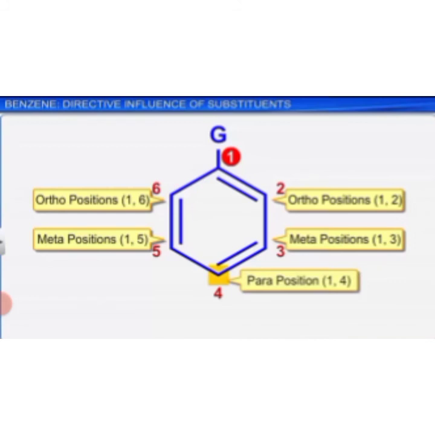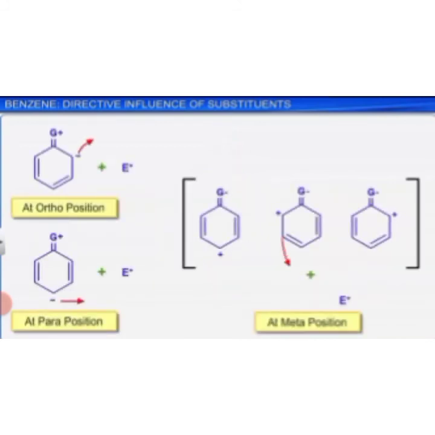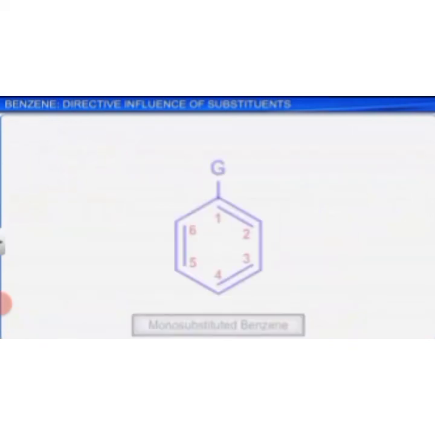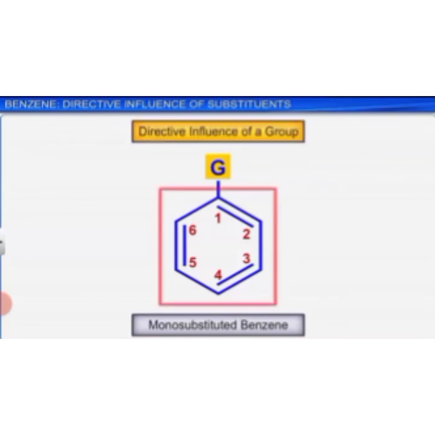The position that the incoming electrophile will occupy depends upon the availability of electron density in the ring, which, in turn, again depends on the nature of the group G, already present in the benzene ring. This is known as the directive influence of a group. This influence could either be ring activating or ring deactivating.